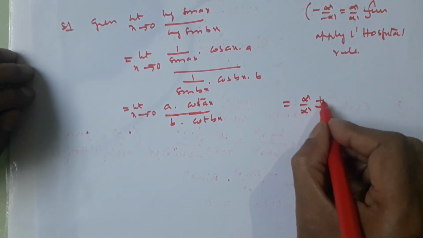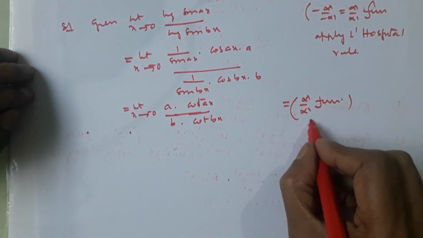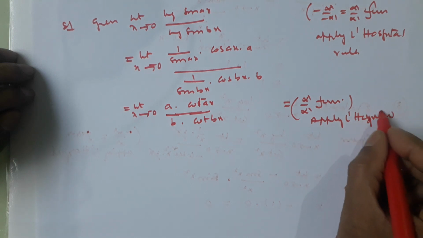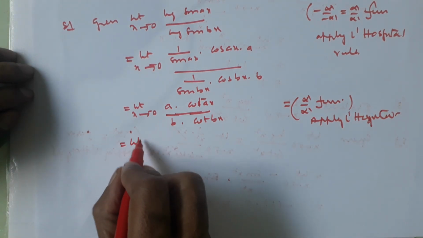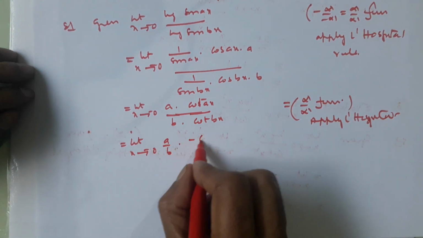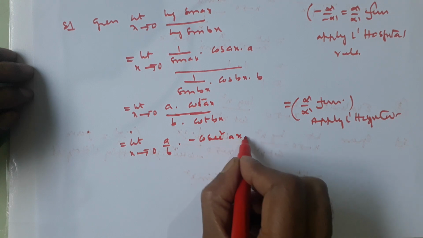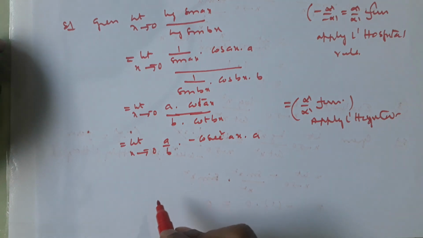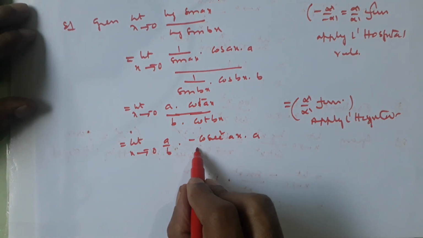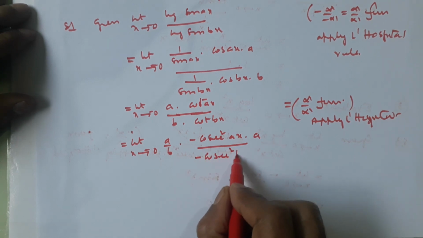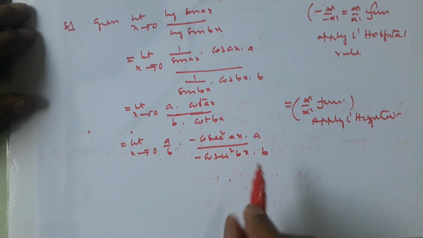Infinity by infinity form. So apply L'Hospital. So limit x tends to 0 a by b into minus cosecant square ax into a, whole divided by minus cosecant square bx into b.